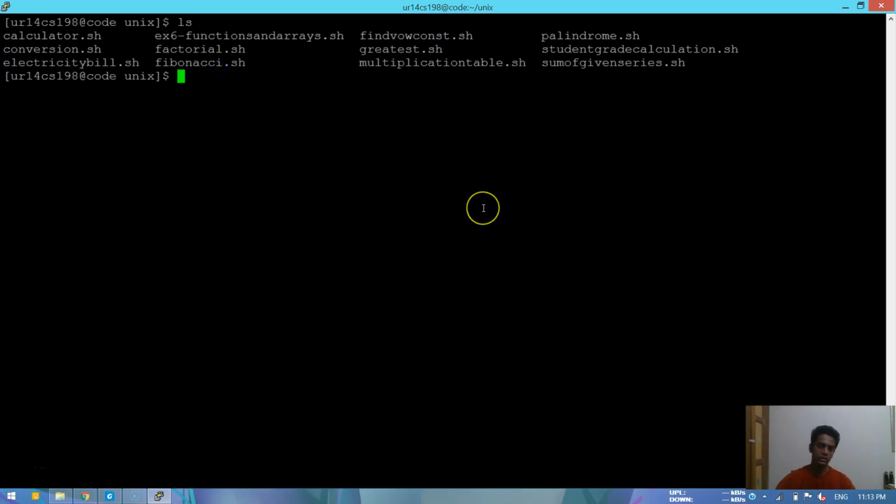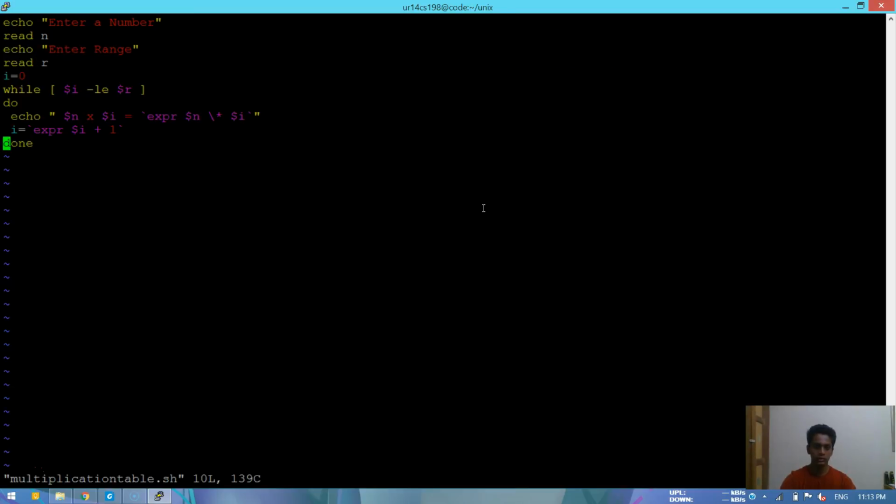So multiplication table. Okay. So here we give a number and a range. So number is basically like 5. If we give it, it has to multiply it with however many range you give. Like 10, 5 into 10. It has to come up to 10.